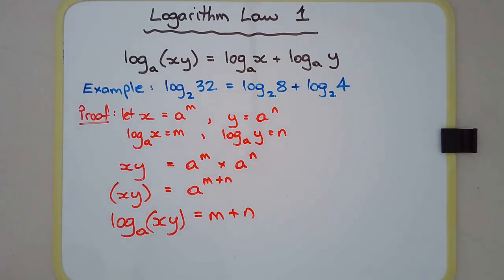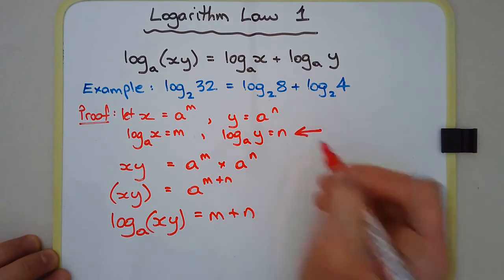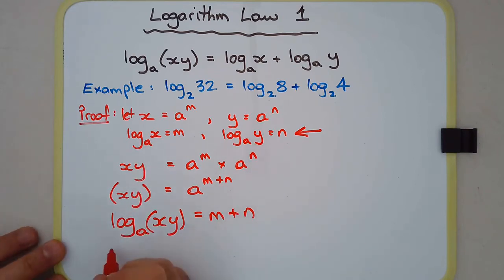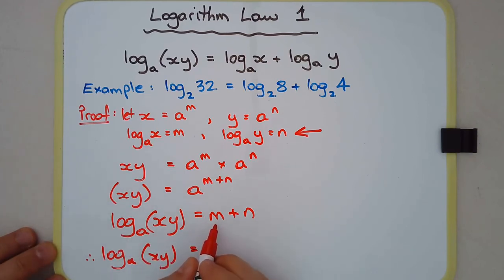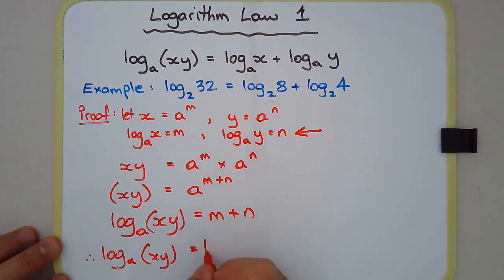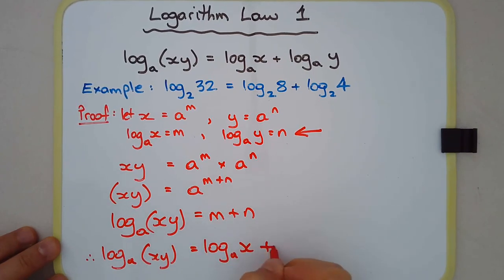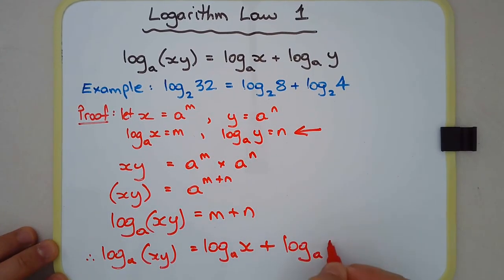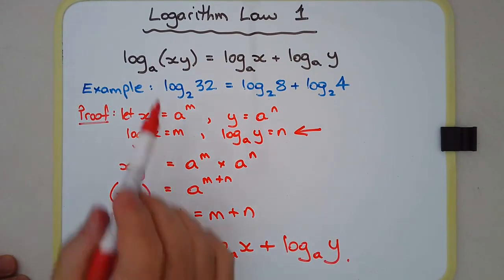But what's m and what's n? We need to go to this line here. That's the important line, because we're going to substitute the logarithms for the m and the n. So therefore log base a of xy is equal to, now instead of writing m, I'm going to write the equivalent of m, which is log base a of x, plus n, which is log base a of y. And we have now proven log law number 1.